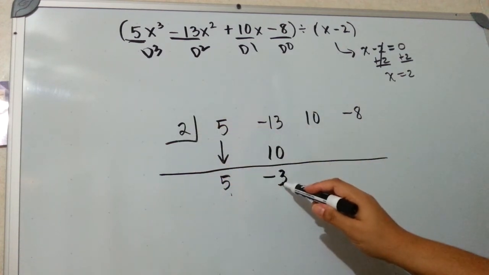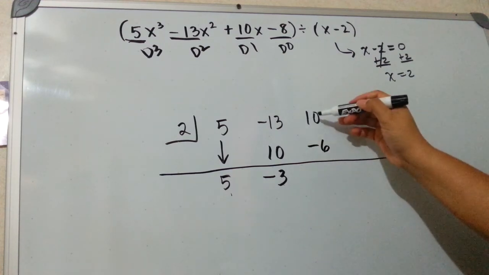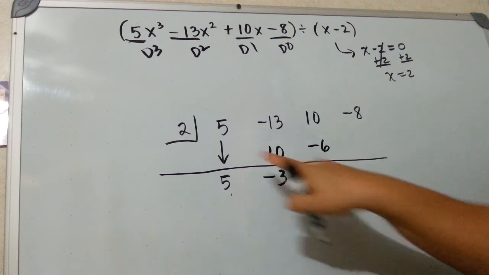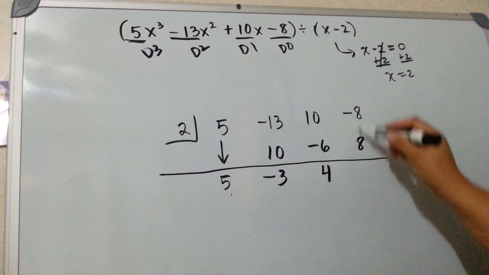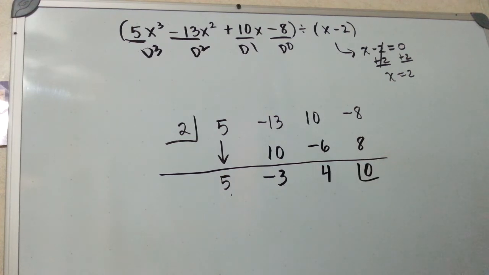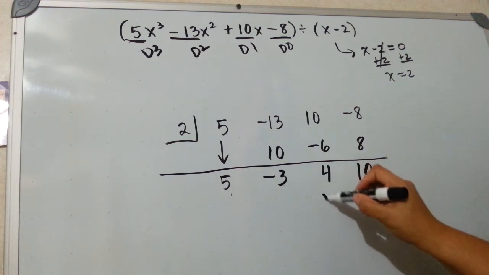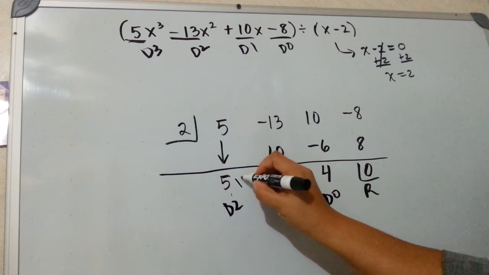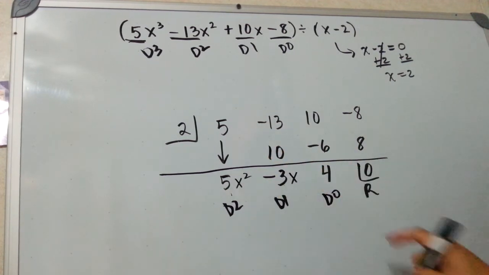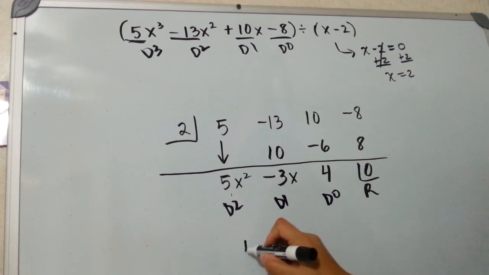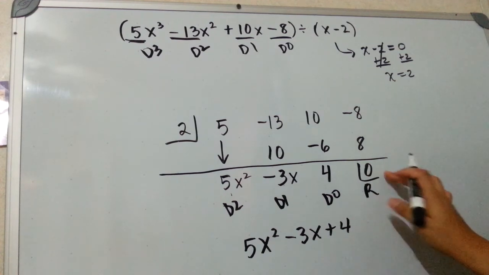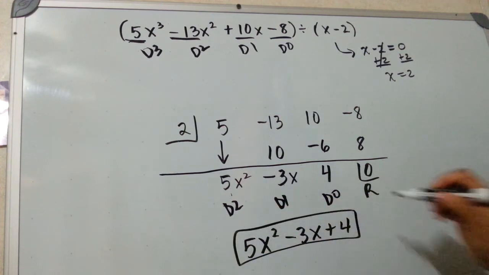Multiply 2 times negative 3. Combine 10 and negative 6. It's like you're adding them or subtracting the 6, however you want to think about it. 2 times 4 is a positive 8, and this would be 0. And I always tell my students, this is your remainder, this is degree 0, this is degree 1, and this is degree 2. What does that mean? Degree 2 means that you have x squared, degree 1 means that you have x, and degree 0 means you have no x. So the answer is 5x squared minus 3x plus 4, and you don't attach anything because you have a 0 remainder. Okay.